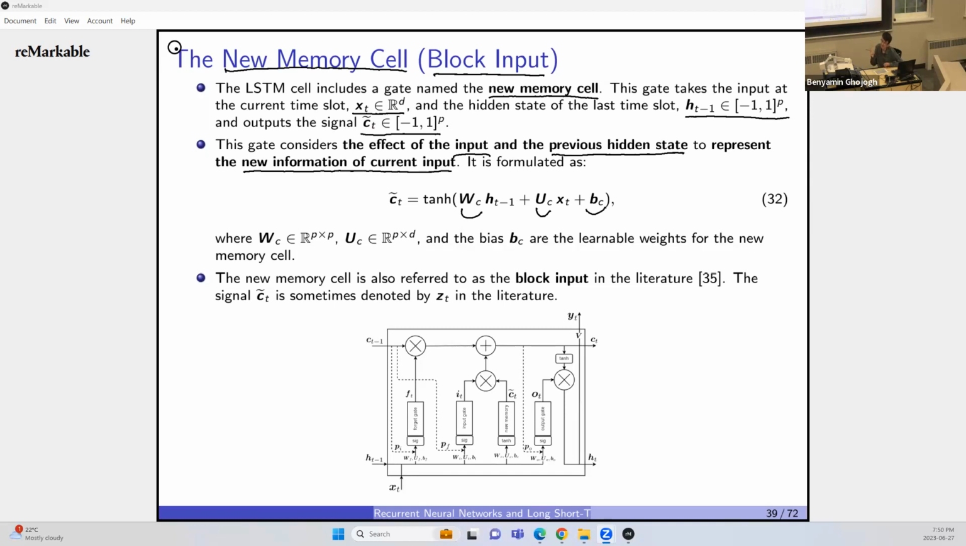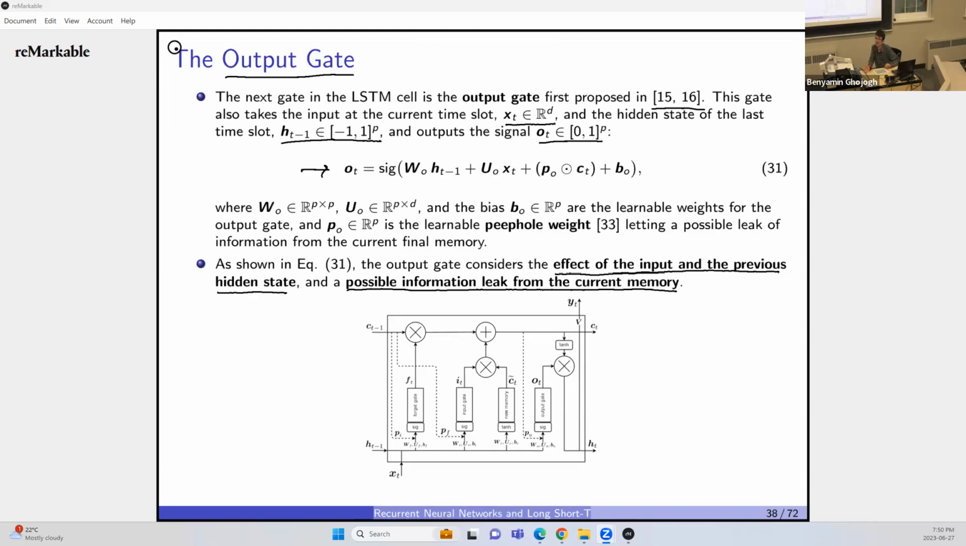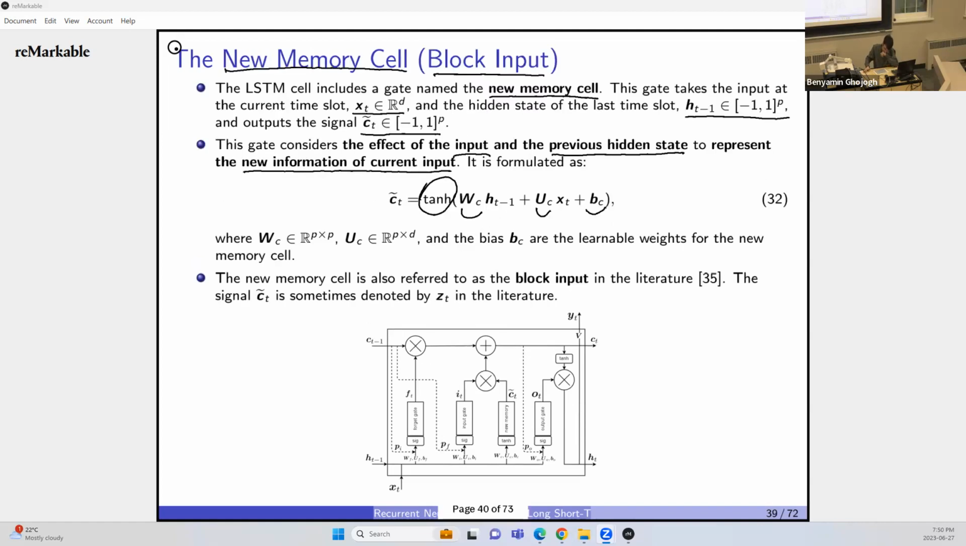Here, another difference is that the activation function is hyperbolic tangent. For the previous ones, it was sigmoid. What is the difference? Hyperbolic tangent is between -1 and 1. Sigmoid is between 0 and 1. The new memory cell is also referred to as a block input in the literature. So different names for the same thing. The signal CT tilde is sometimes denoted by ZT in the literature. Different notations for the same signal. Okay. So that is the new memory cell.